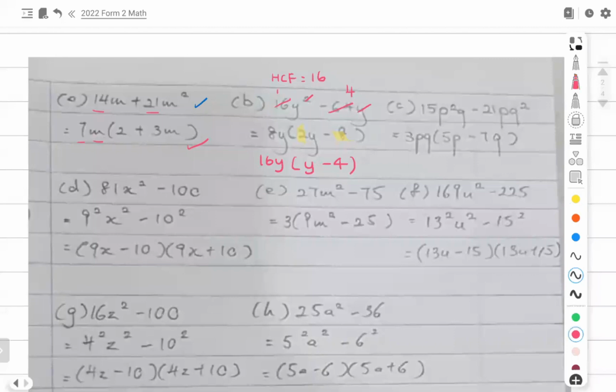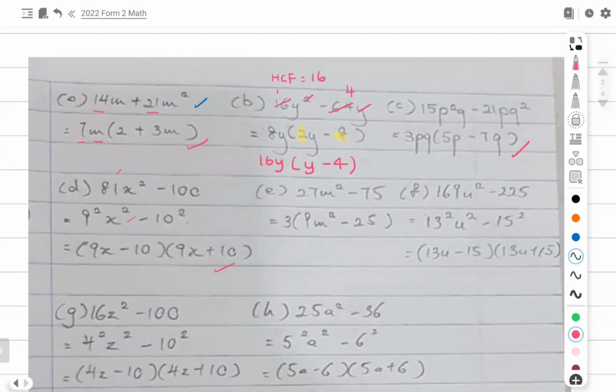Okay, then for C, correct, no problem. And for D, perfect square. 81 is 9 square, so you turn all to square, but we cannot take the square out. Instead, we have to write 2 brackets, 1 positive, 1 negative. So it will be 9x minus 10, 9x plus 10.